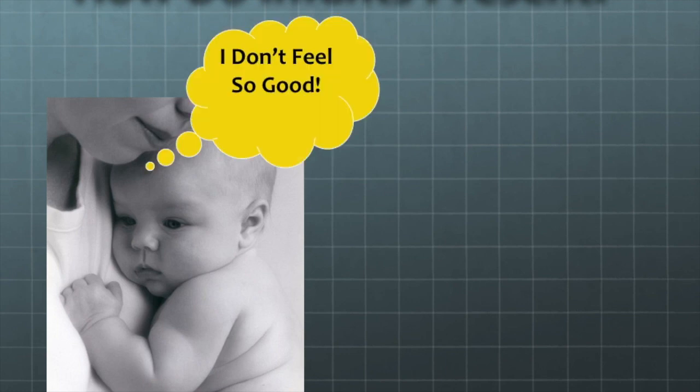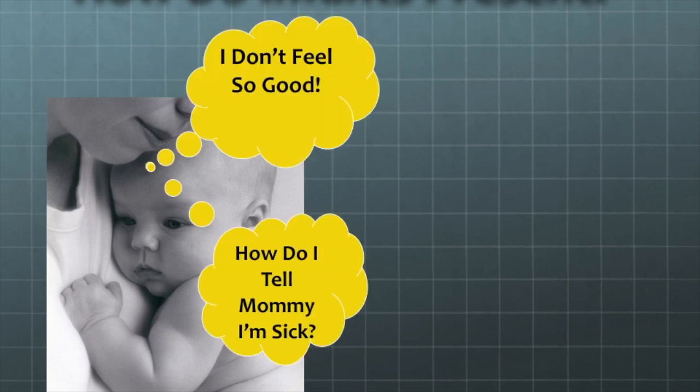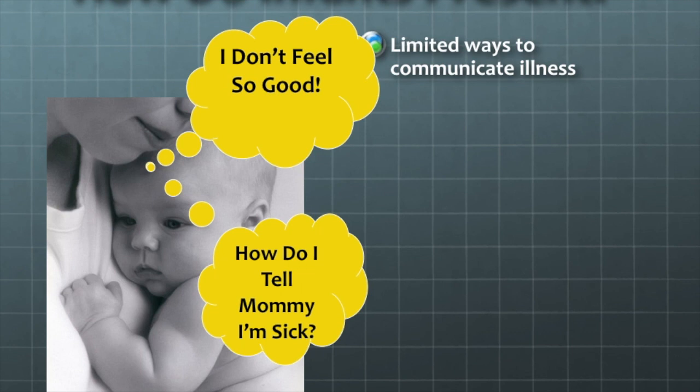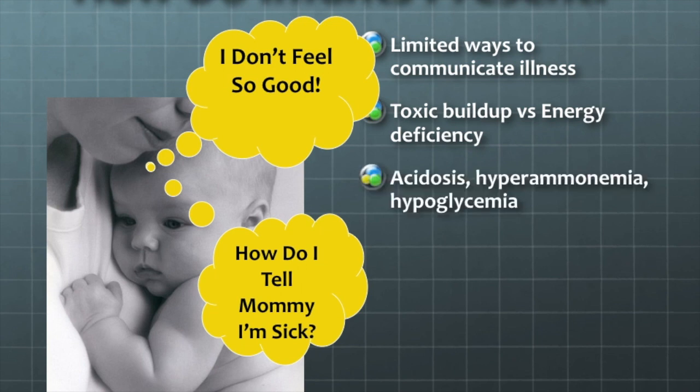How do infants present with these type of problems? They don't feel good, but how do they let their parents know that they're sick? Infants have poor ability to communicate with us when something is going wrong. Do they have an energy deficit, or do they have behavior that's a result of toxin buildup?